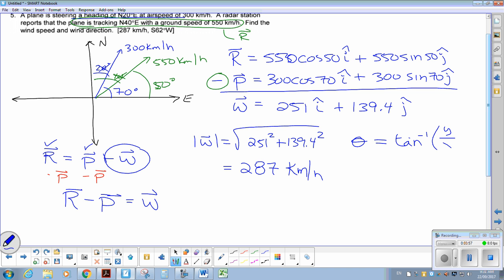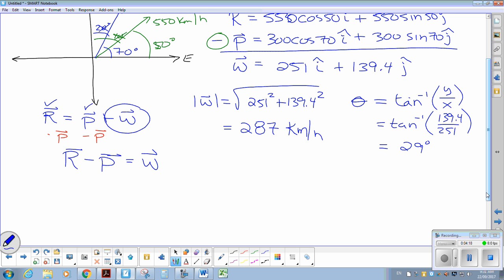Tan inverse of y over x, so your y component, which is the 139.4 over 251. That will give us our heading or our bearing. So 139.4 over 251, I get 29 degrees. So the wind at an astounding 287 kilometers an hour, so we're flying through a relatively large hurricane. For some bizarre reason, the x component's positive, so that's east. The y component's positive, so that's north. So the wind is east 29 degrees north.